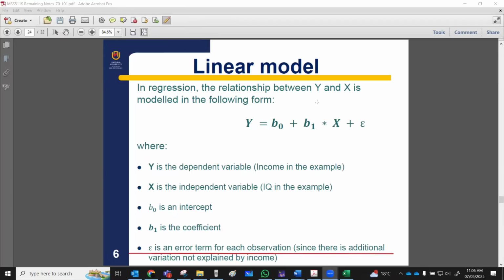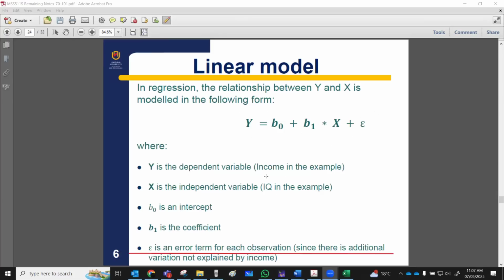And the last part of this chapter is coming up with a linear model, using regression analysis. So we say here that in regression, the relationship between y and x is modeled in the following form: y is equal to b naught plus b1 times x plus epsilon. So y here is our dependent variable, and x is our independent variable.